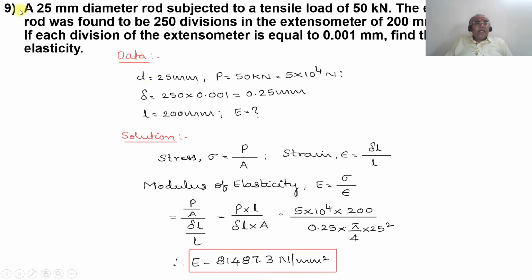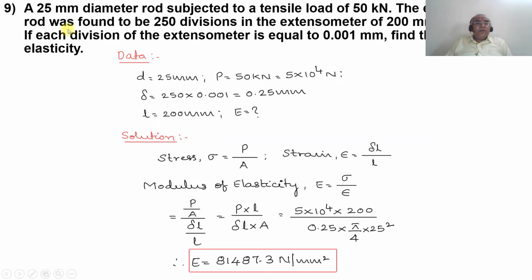So first, he says the diameter. What are the data given? First we will identify. A 25 mm diameter is given, so naturally the diameter of the rod is 25 mm. It is subjected to a tensile load. P is equal to 50 into 10 to the power of 3, which means 5 into 10 to the power of 4 Newton.